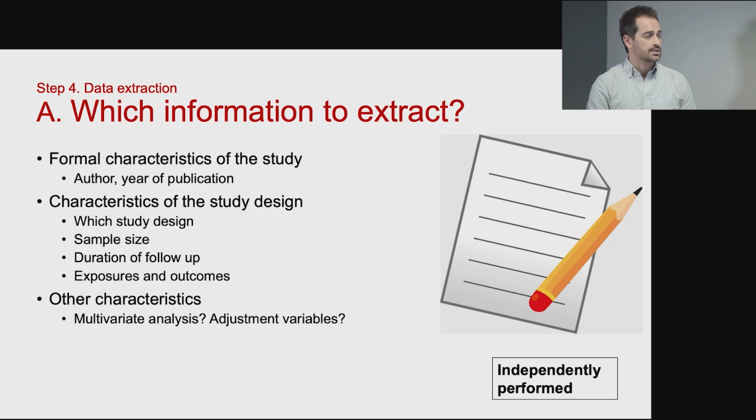And other characteristics, for example, whether they conducted a multivariate analysis or just a univariate analysis without adjusting for any variables. Which are those variables that they adjusted for? For example, did all the analyses take into account sex, or gender? Did all the analyses take into account age? So it's better to describe which paper has done all these steps correctly or not.